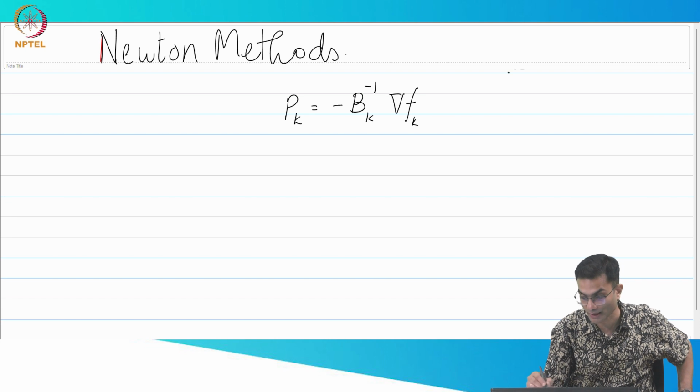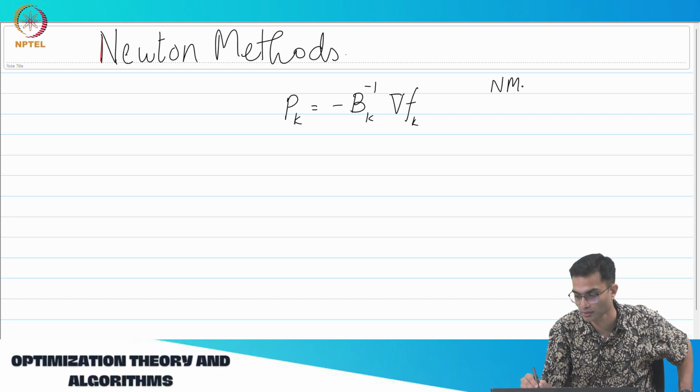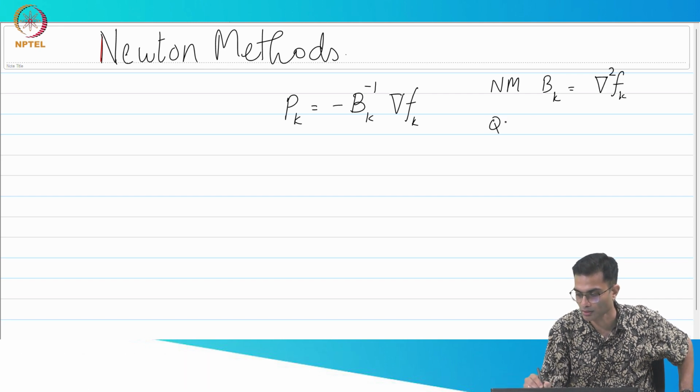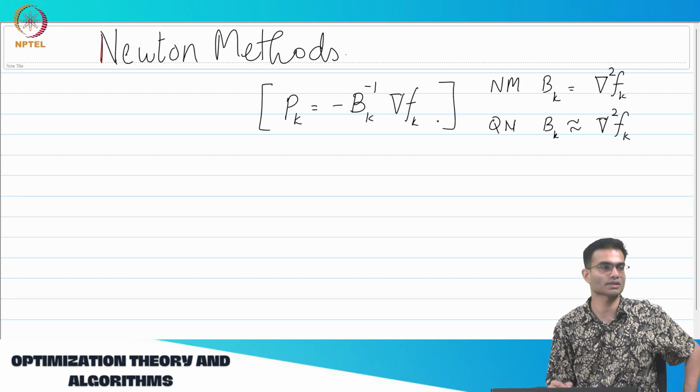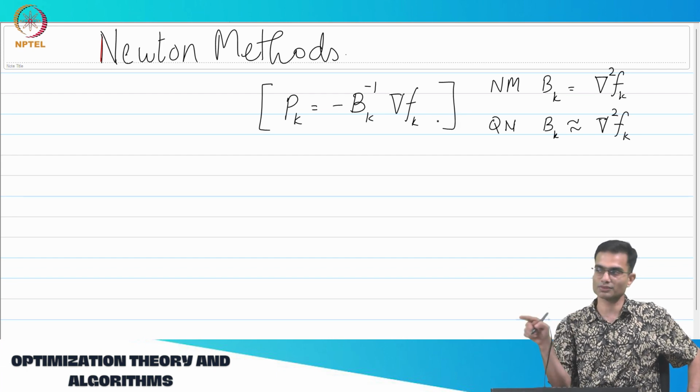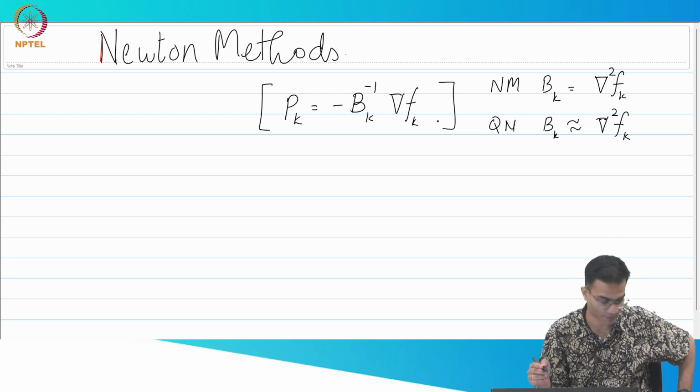Now B_k could be either, depends on the context. In the Newton method, B_k was equal to the Hessian, and in Quasi-Newton method, an approximation of the Hessian. So this common notation will cover both methods. When you see this, don't immediately conclude that it's Newton or Quasi-Newton. You have to ask further what it is.